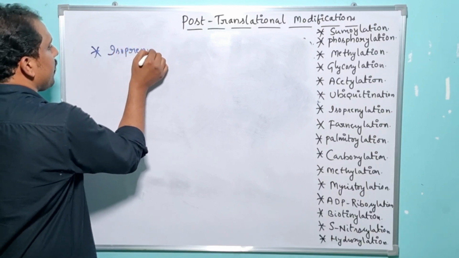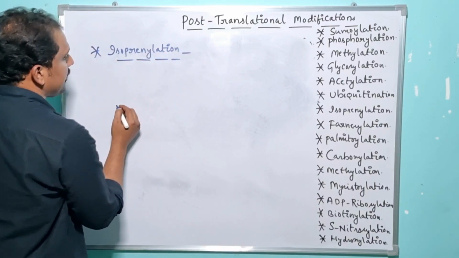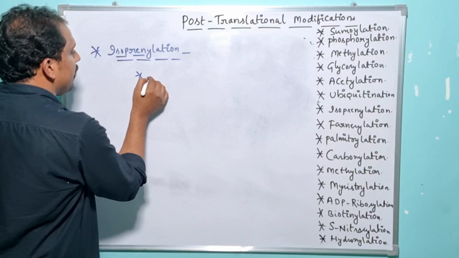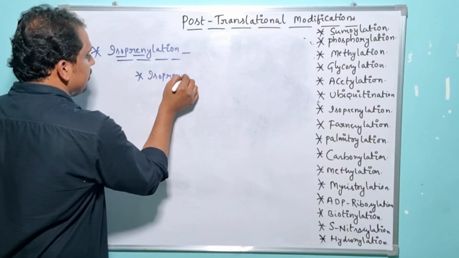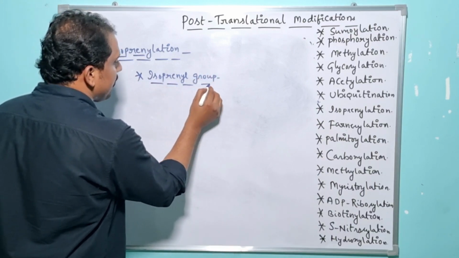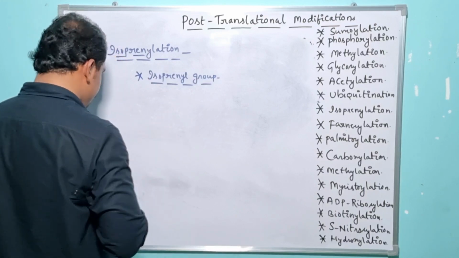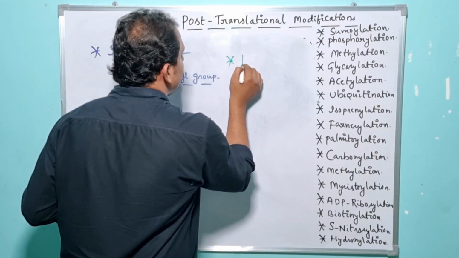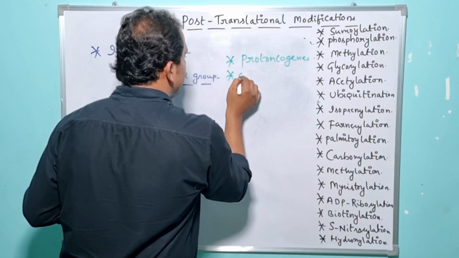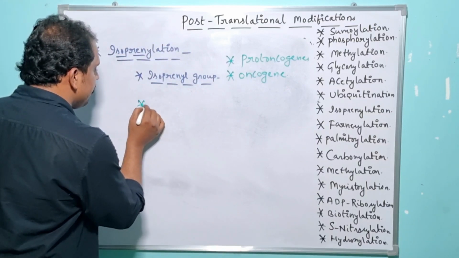Isoprenylation, right? So what exactly happens during isoprenylation? During isoprenylation, a post-translational modification, successful recruitment of the isoprenyl group takes place. The specific isoprenyl group, which is a part of the cholesterol biosynthetic pathway, gets successfully recruited to some proteins like proto-oncogenes, as well as oncogenes. One of the specific oncogenes is known as the RAS oncogene, right?